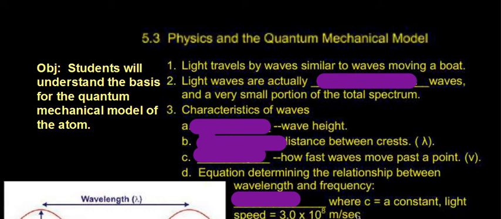Okay, welcome back. This is P-Dog with lecture 5.3 of chapter 5, which is the electrons and the quantum mechanical model. And we are finally going to talk about the physics behind all this stuff.